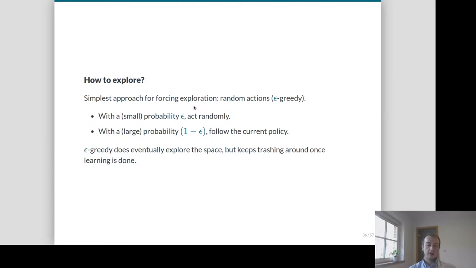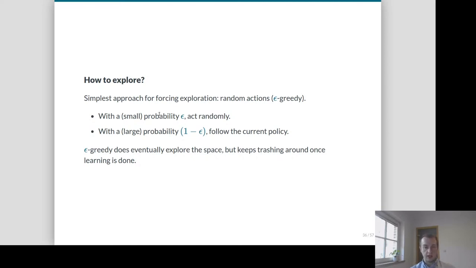All right? So the question would be, how should you explore? There are plenty of strategies. We'll not cover many of them, just one or two simple ones. The simplest of all would be simply to force exploration randomly. From time to time, with a small probability epsilon, instead of following your current estimate of the best policy, you should act randomly. So just take a random action.